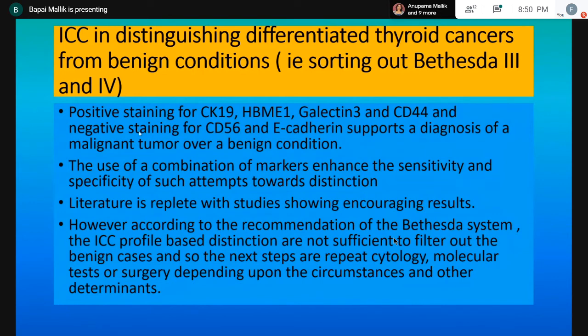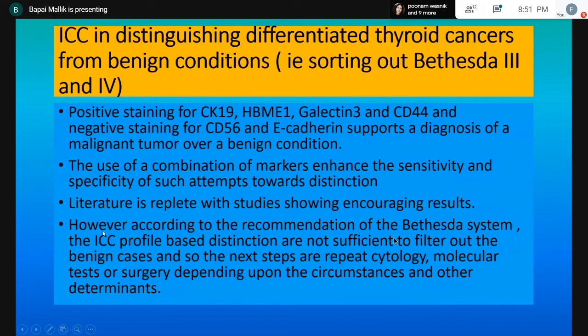Now, they have different kinds of sensitivities and specificities, but it has also been shown that if you use a combination of markers, it enhances the sensitivity and specificity. So, for example, if you are trying to use either CK19 alone or HBME alone or galectin 3 alone, if you combine them together and then look at your data, you will find a higher degree of sensitivity and specificity. And the literature is replete with studies with encouraging results. We have seen that. However, this is a very important thing, and that's why you have to go to the next group of ancillary techniques.